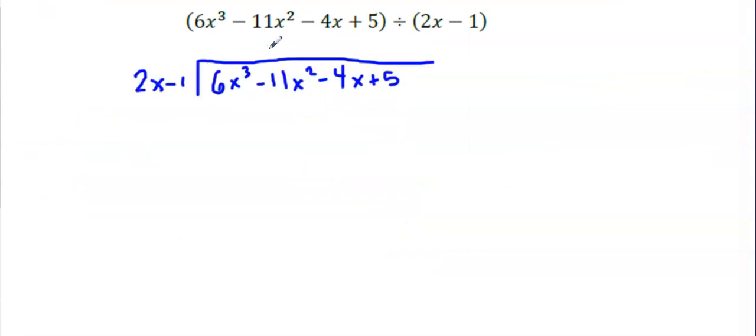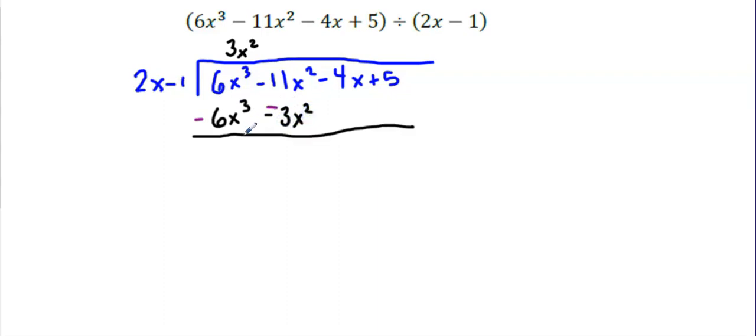Let's divide. All right, first step, what times 2x gives me 6x cubed? That would be 3x squared. So 3x squared times 2x gives me 6x cubed. 3x squared times negative 1 gives me negative 3x squared. So be careful when you're subtracting.